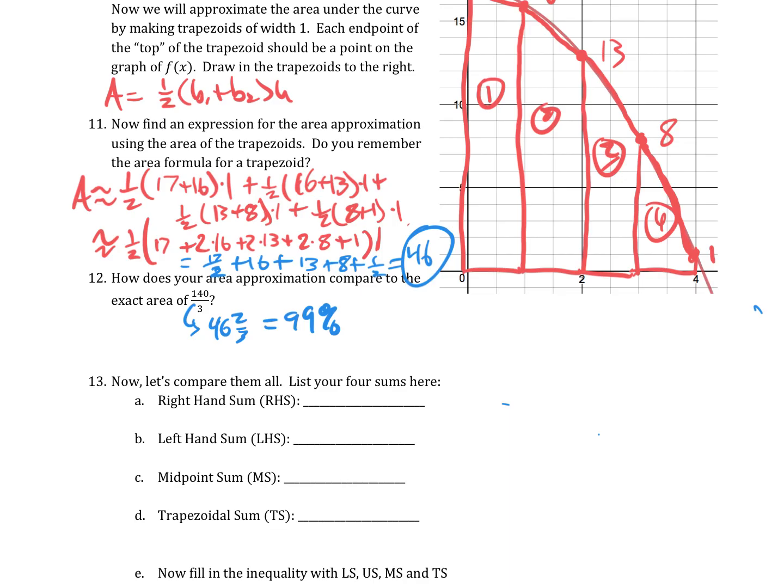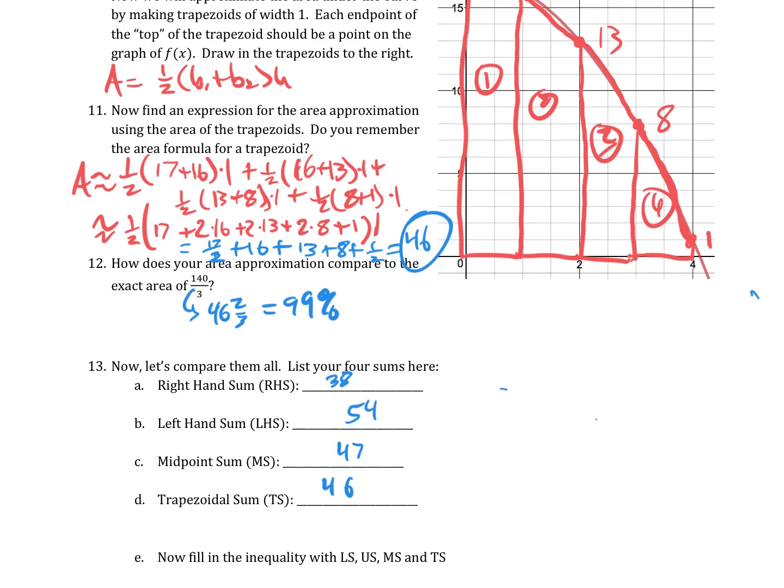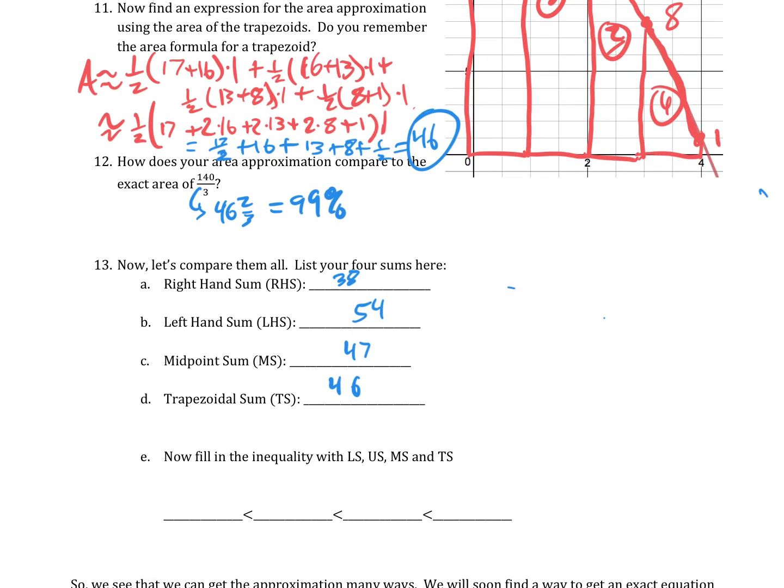All right. Well, good deal. So we had, put all these together. Our trapezoid sum was 46, and our other sums were 38 for the right-hand sum, 54 for the left-hand sum, and 47 for the midpoint sum. Okay? So now this won't always be true, but we could put these in order if we wanted. We got the little typo there, right-hand sum, left-hand sum. Okay, so what's the greatest? Well, the left-hand sum in this case was the greatest. The smallest was the right-hand sum.